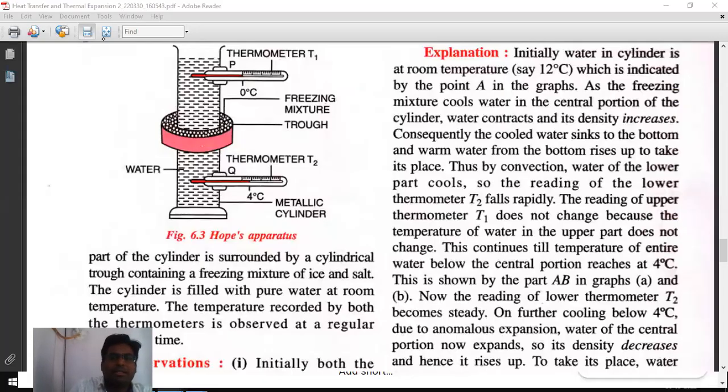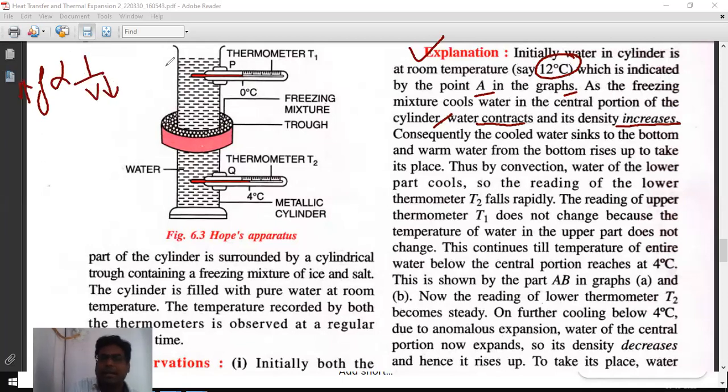Now look at the explanation for the Hope's experiment. Initially, water in the cylinder is at room temperature, say 12 degrees Celsius, which is indicated by point A in the graph. The freezing mixture cools water in the center portion of the cylinder. So water contracts because it is cooling, so density increases. As I have told you earlier, volume and density are inversely proportional. So when volume decreases, density will increase.